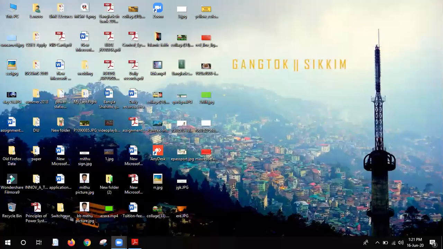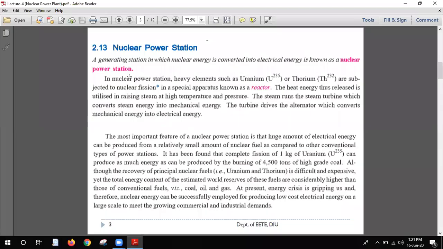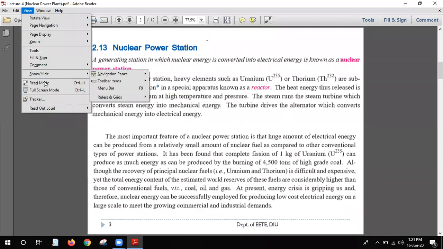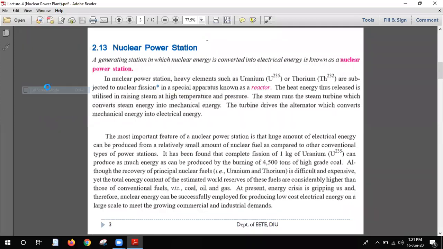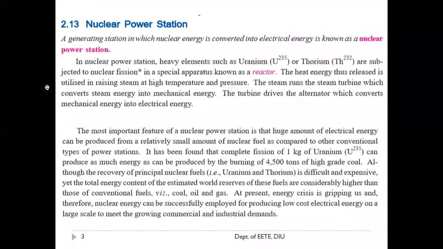Today we will discuss how the nuclear power plant works, what the benefits and disadvantages are, and also one or two exam mathematical problems. So at first you give your roll in the chat box. Today's class will be a little bit theoretical, but we will also solve one or two mathematical problems. Everybody will give your roll in the chat box.